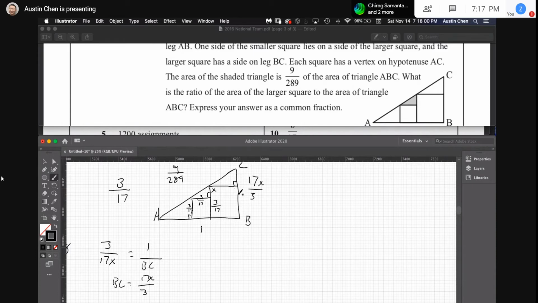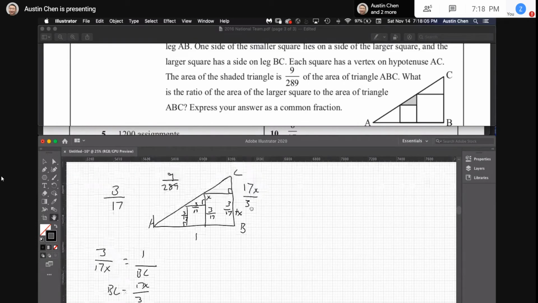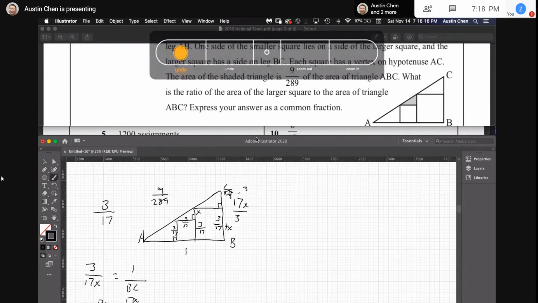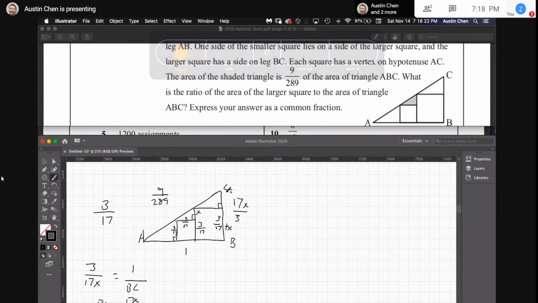And this is also 3/17 plus x, right? So then this small side would be 17x thirds minus 3/17 minus x. Oh, and you can actually just take 3/3 x out of that. So then you had 14x over 3 minus 3/17 right there. And this also has to be 3/17 plus x, right?